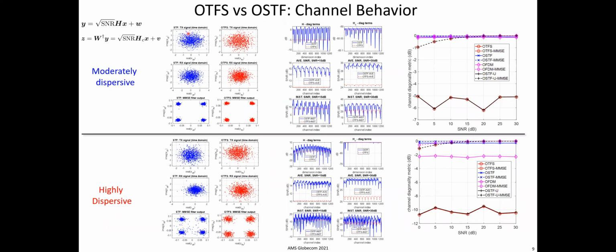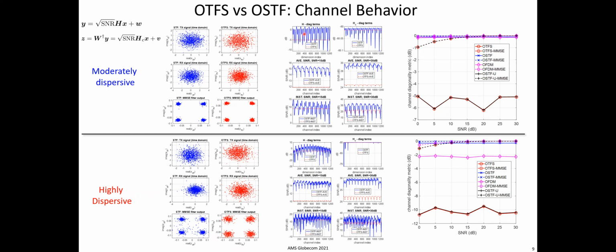So here's the first set of results, OSTF versus OTFS, the channel behavior. The top panel row is moderately dispersive. On the bottom, it's highly dispersive. This is just the transmit symbol, the receive signal, and the signals at the output of the MMSE. You can see the QAM constellation.